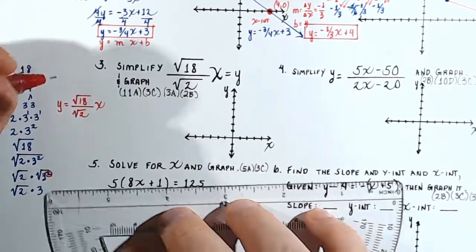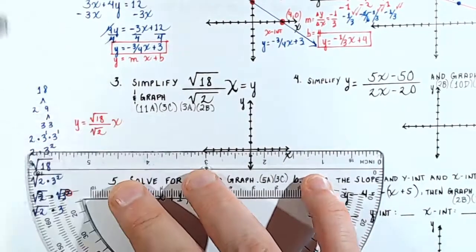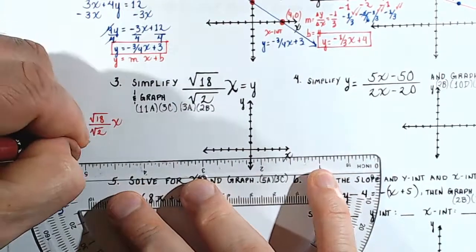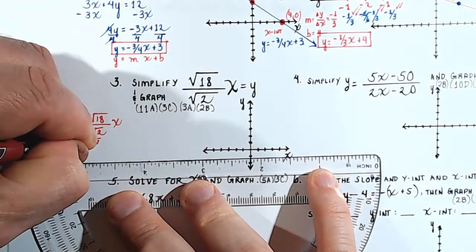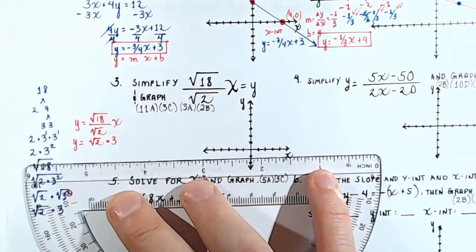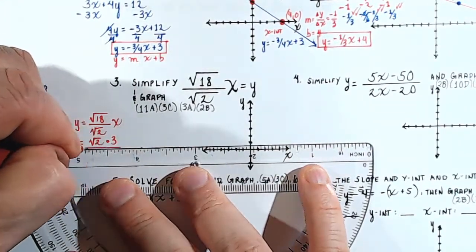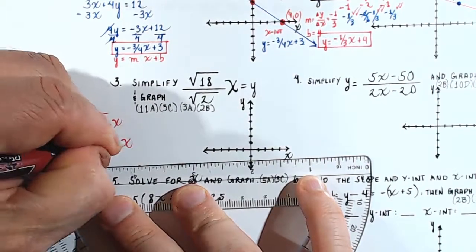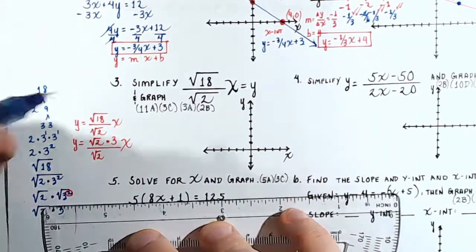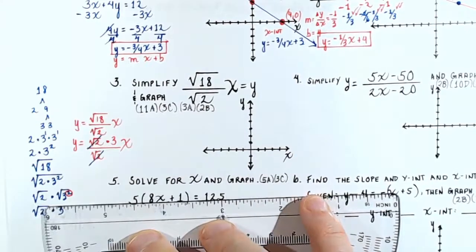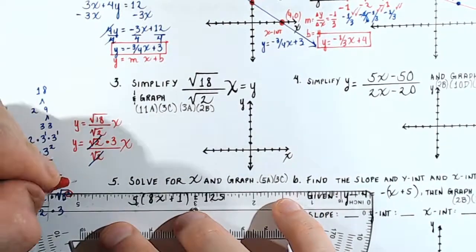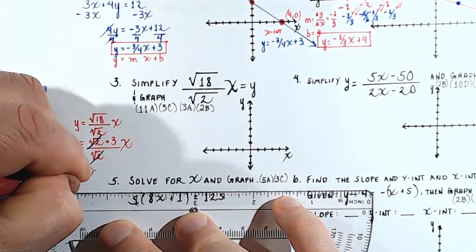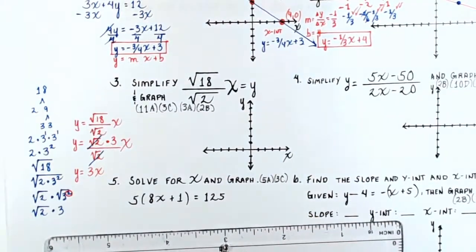So when I rewrite this, I'll write y equals square root of 2 times 3 all over square root of 2, and then x off to the right. Now those square root of 2's will cancel, leaving behind 3 and x. So y, the simplified equation now, is y equals 3x. And that's something we can plot.